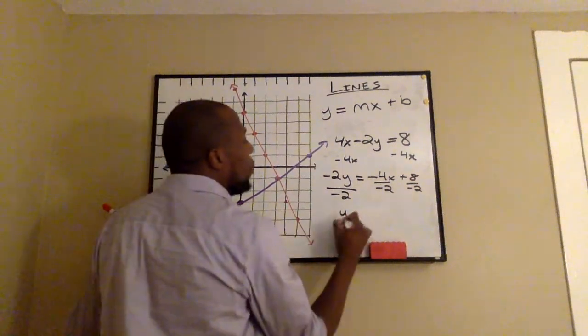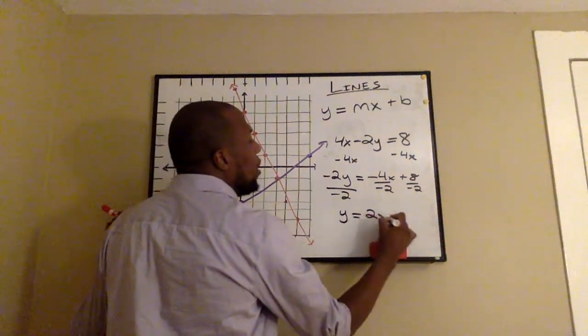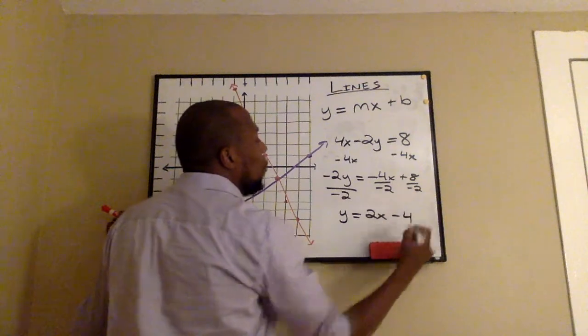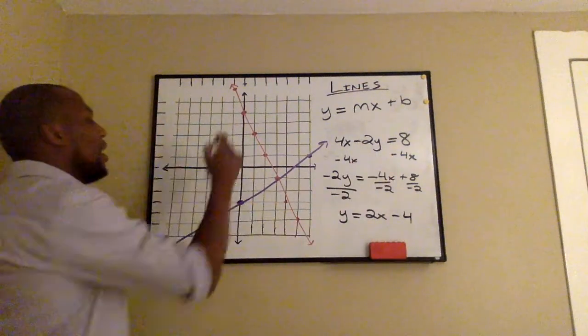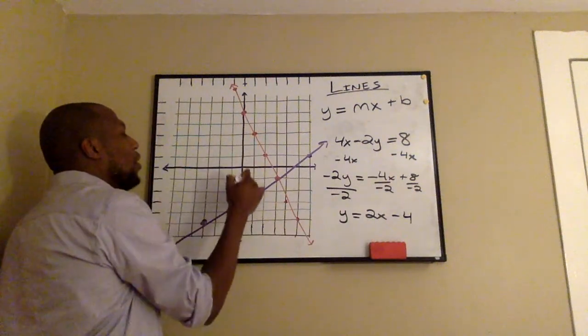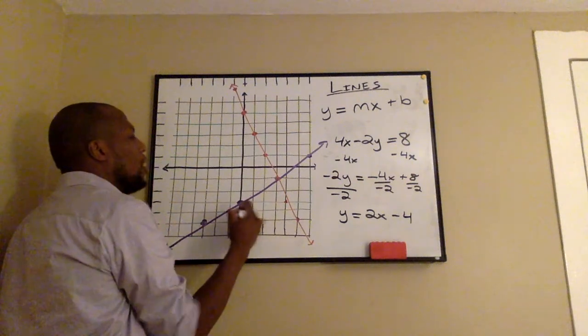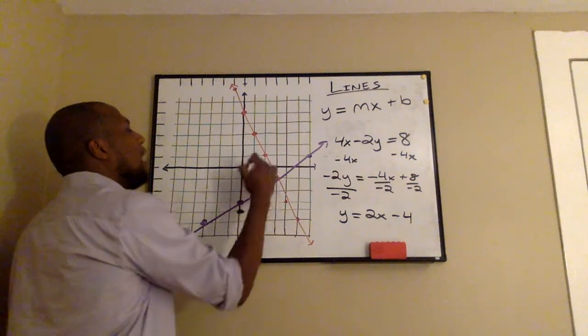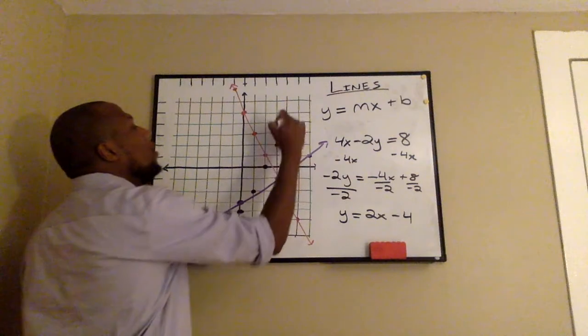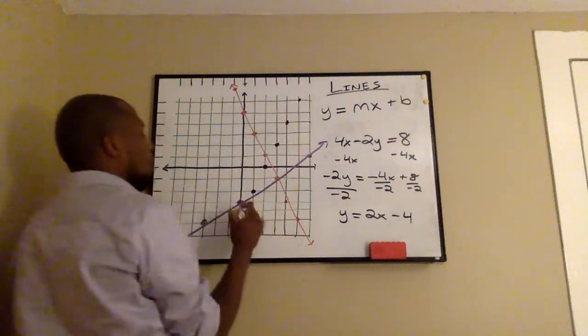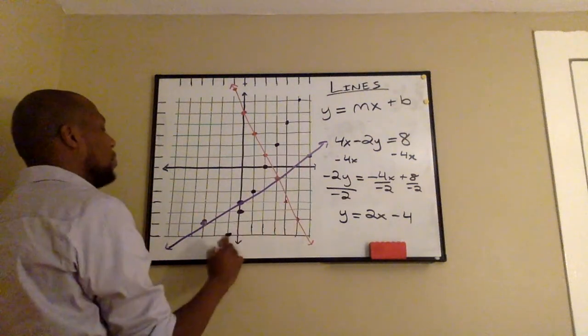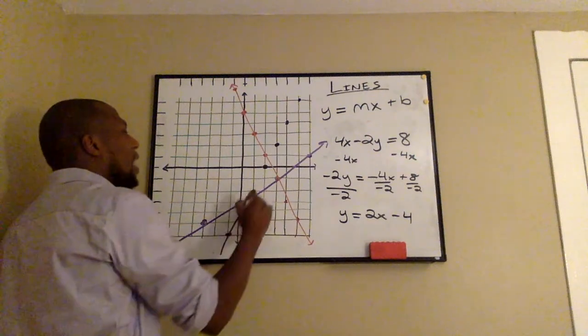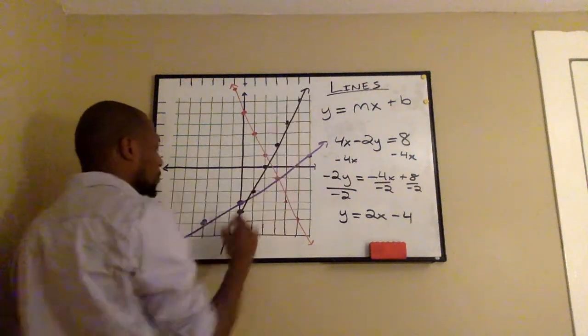Then we end up with y is equal to 2x minus 4, and that's another graph that we can create, going down 1, 2, 3, 4. Then our slope being a positive 2 over 1, or negative 2 over negative 1, and we can create that line right there.